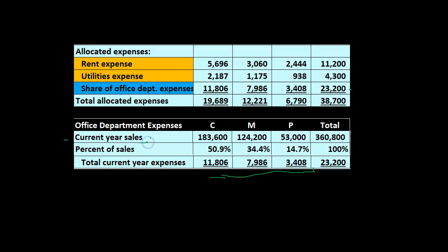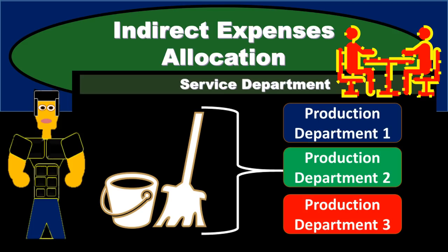Choosing what the activity base should be in order to allocate out the indirect costs is going to be one of the challenges that we will need to address in order to assign out indirect costs. In this presentation, we will take a look at the process of the allocation of indirect expenses.